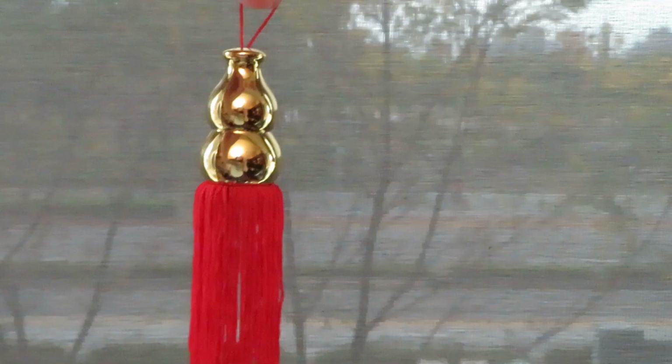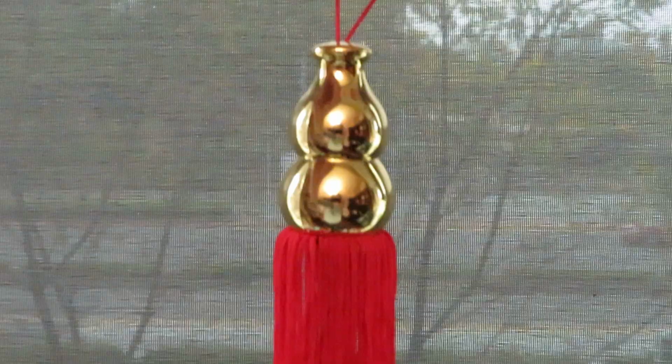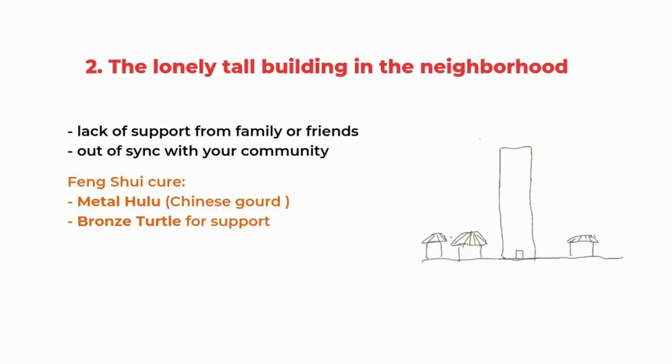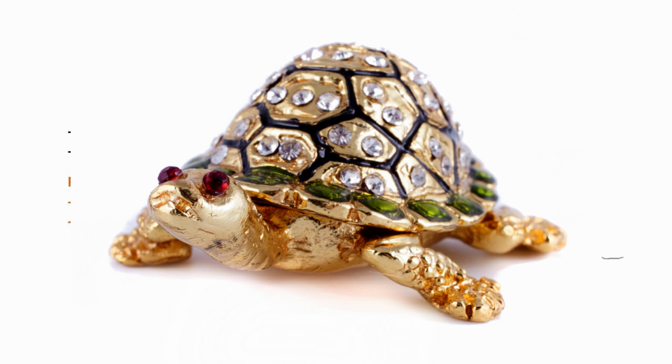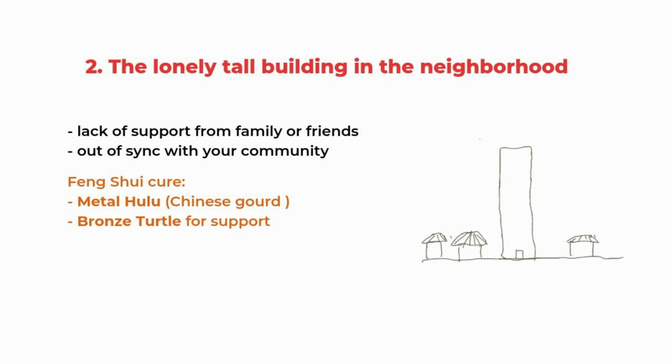You can use a metal hulu, the Chinese gourd, because the hulu has the function of resolving negative qi and bringing protection. You can also use a bronze turtle because the turtle is the symbol of support. In this case, it's not really suitable to use stronger animals such as lion or dragon because you want to build a good relationship with your neighborhood. So something more gentle like a turtle is a good choice.